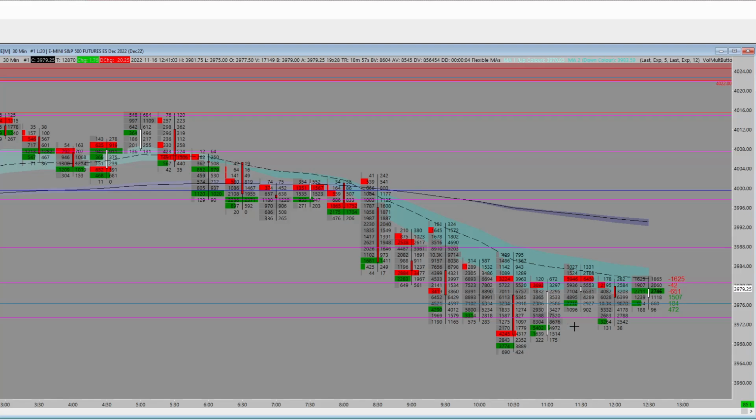So as far as today, it is 12:41 market time. So no trades today. Not saying I won't trade, but as of right now, it's looking like a no trade day.